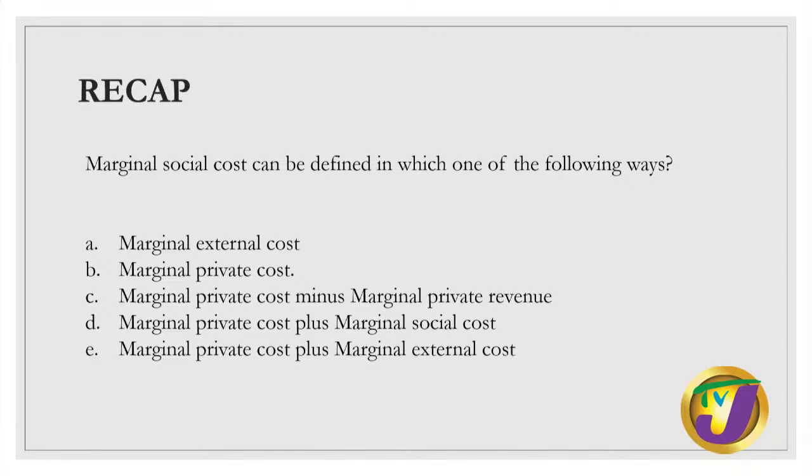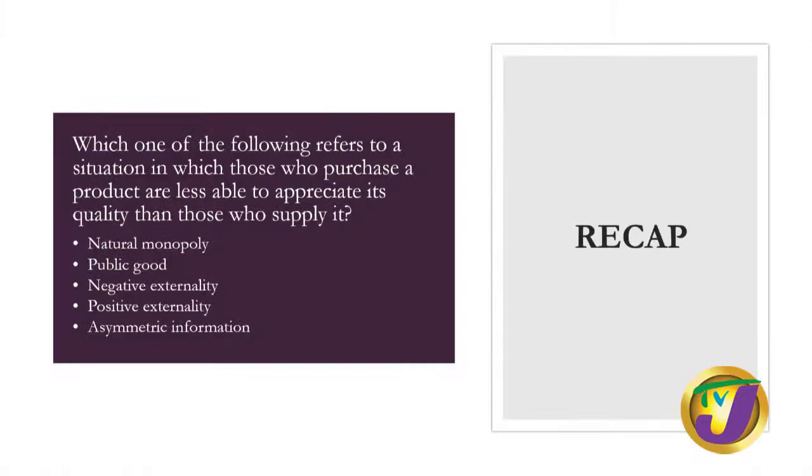Then another question says, marginal social cost can be defined in which of the following ways? Is it A, B, or C? Right, so the marginal social cost is the marginal private cost and the marginal external costs. So the correct answer for this question is E.